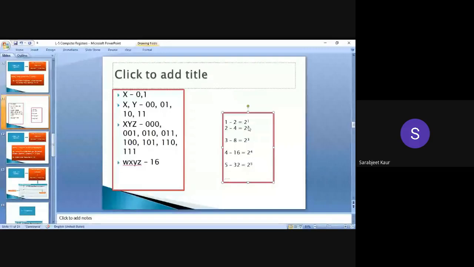So 8 can be written as 2 raised to the power of 3, 16 can be written as 2 raised to the power of 4, 32 can be written as 2 raised to the power of 5. So can I generalize and say that in general, when I have n variables, I can have how many unique combinations? 2 raised to the power of n.